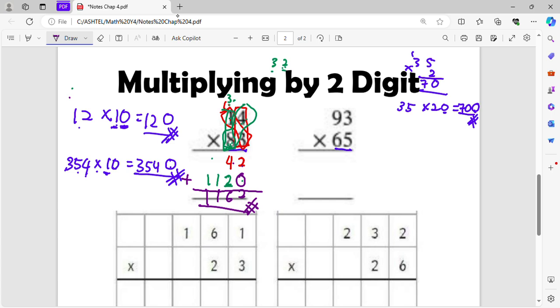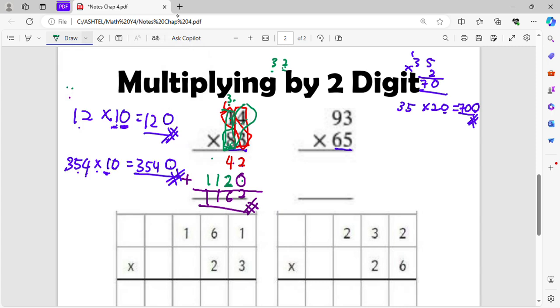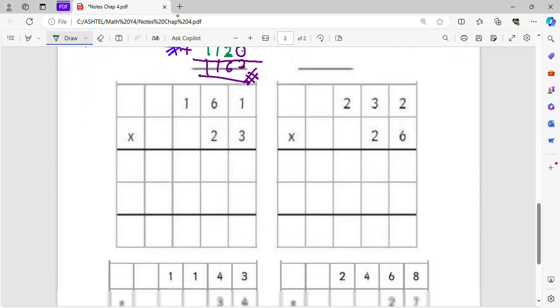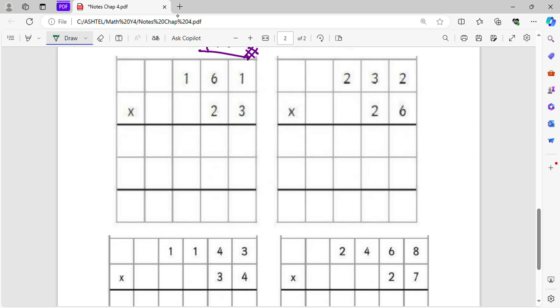Okay, so now let's look at the second example here. For this one, please try to do it on your own. 83 times 65, please try to do it on your own. Okay, now let's look at the second example here. We will have 161 multiplied by 23.